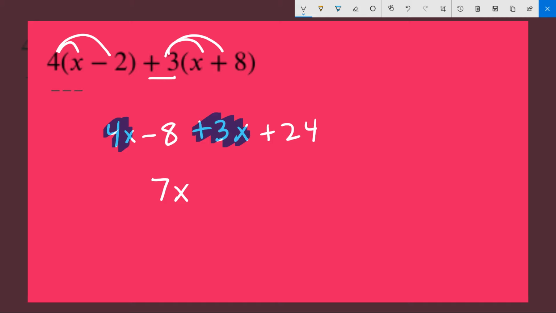Maybe you don't like to start with negative 8. You can think of it as you have positive 24 and then you take away 8. It's the same thing. It should be 16 if I did my math right. Yeah. 4, 4. Yep. So that all simplifies to be 7x plus 16.